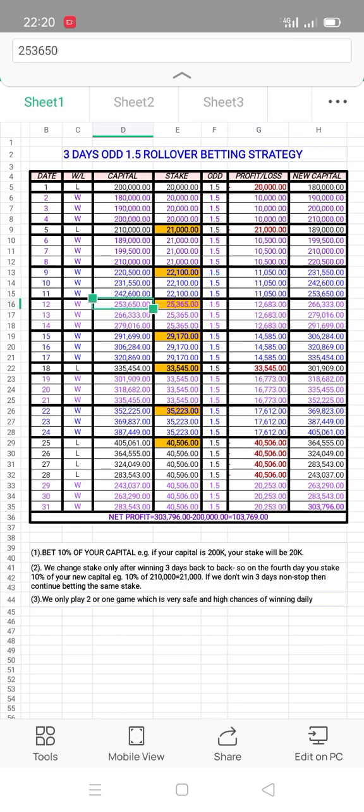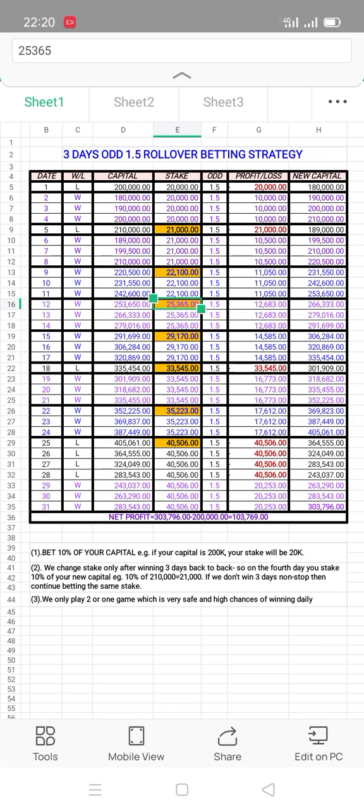So on day 12, our capital was 253,650. Again, now we multiply it by 10% to get our new stake, which is 25,365. So you continue like that. After winning 3 days non-stop, you multiply the new capital by 10% to get the stake. Again, you move 3 days. If you fail to get 3 days, you maintain the stake.